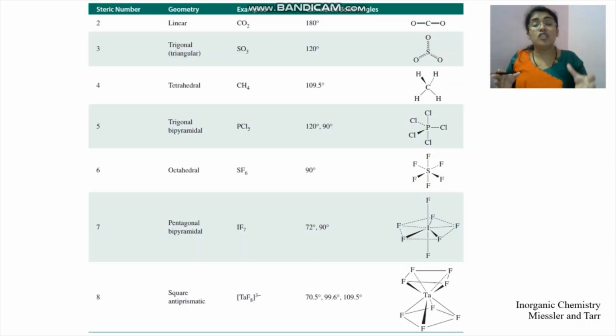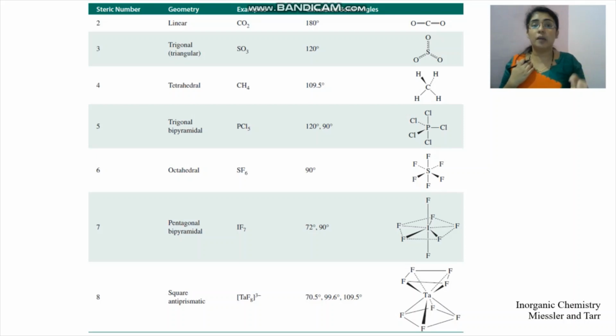VSEPR theory can also be used to predict the bond angles of molecules. Look at this table. This table is taken from the Inorganic Chemistry book by Miessler and Tarr. The first column is the steric number, and steric number represents the total number of electron pairs, that is both the number of bond pairs plus the number of lone pairs. That is the steric number that is given here.